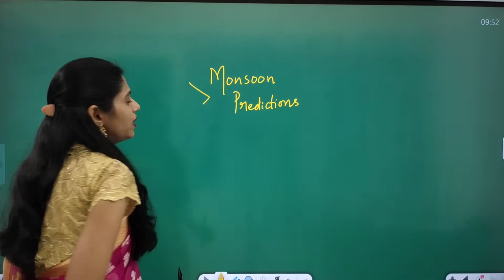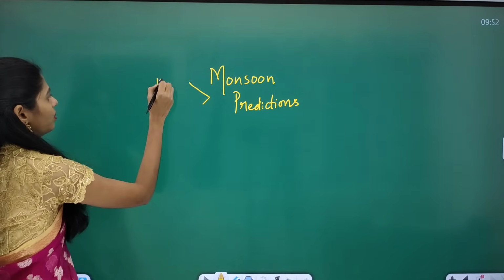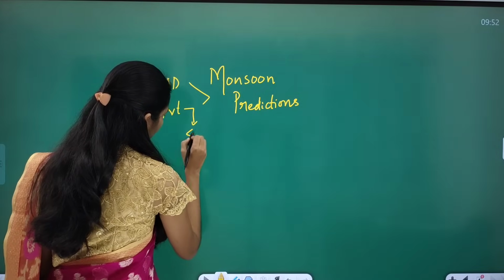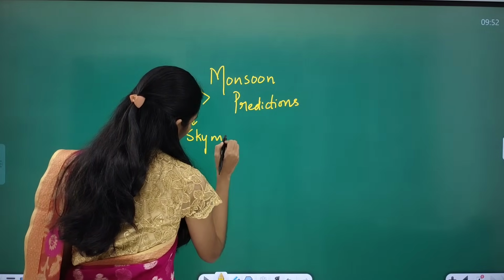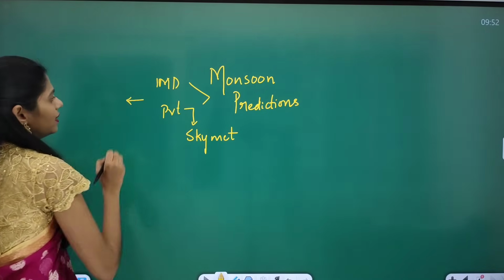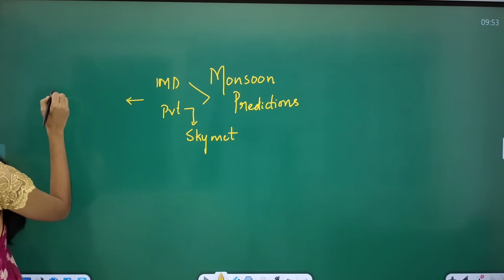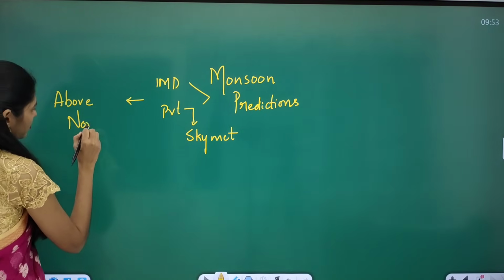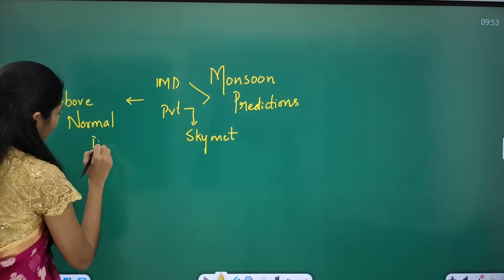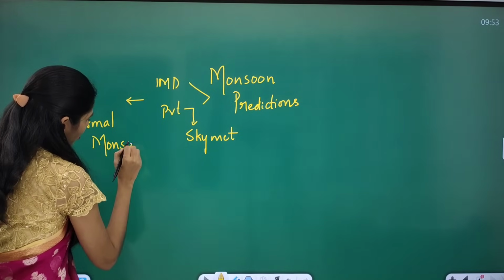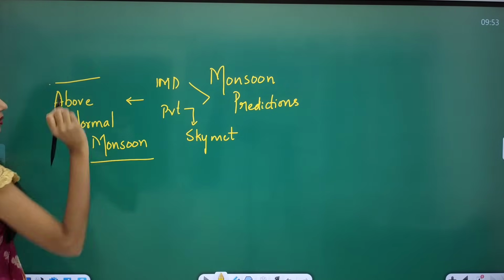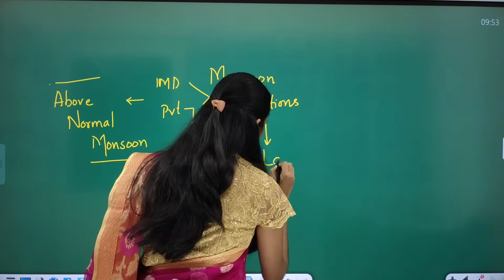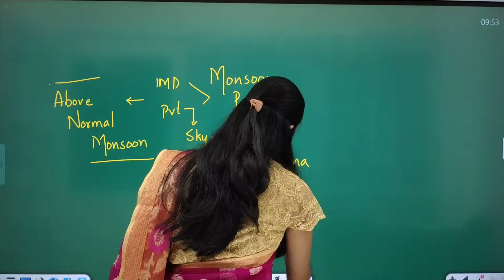For example, we have IMD on one side, and the next one is a private agency, for example SkyMet. Both of them predicted that this year we are going to have above normal monsoon. So that means we are going to have La Nina this year.